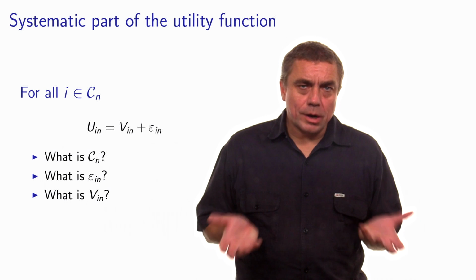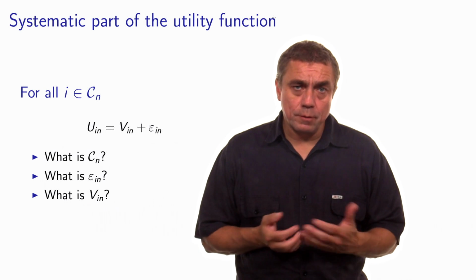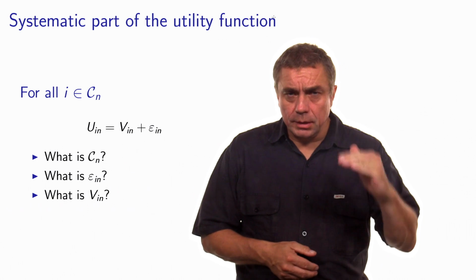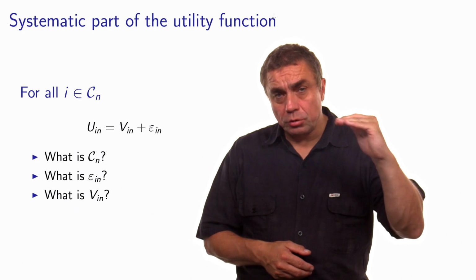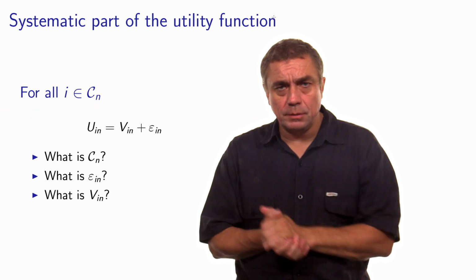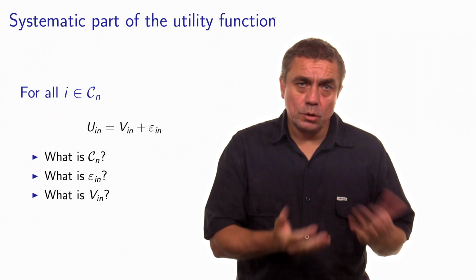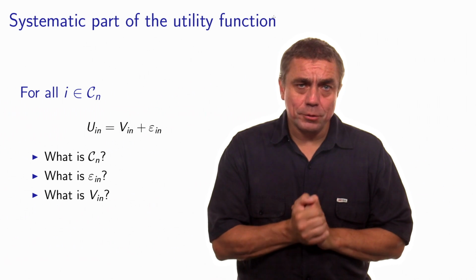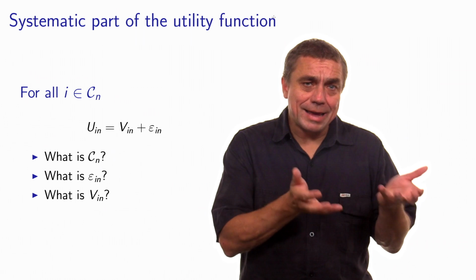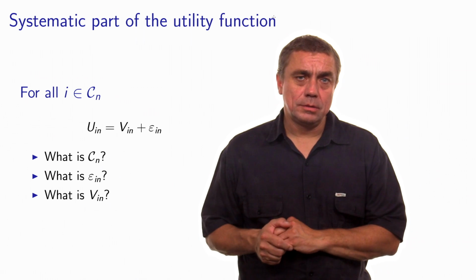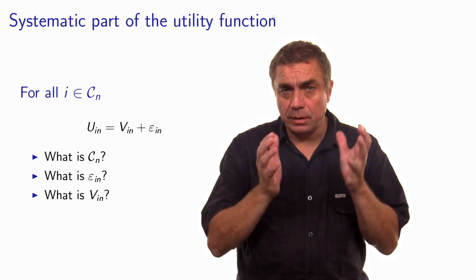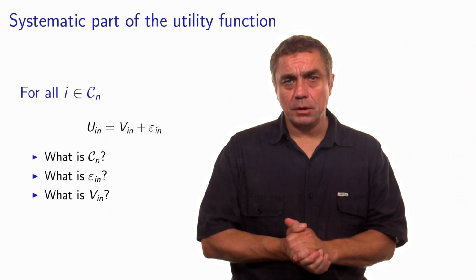So we continue our analysis of the logit model for multiple alternatives. We have 3 ingredients. We already looked at the choice set, where we talked about the fact that it's universal or individual specific. We looked at the epsilon_in, the error term, where we assumed that they are IID extreme value distribution. And from this assumption, we derived the concrete logit model.